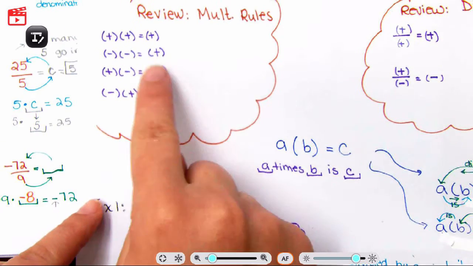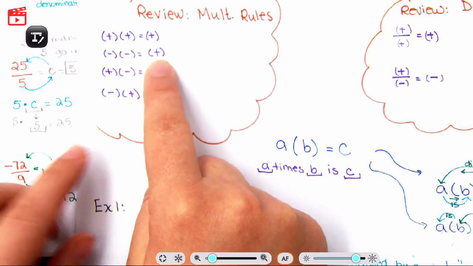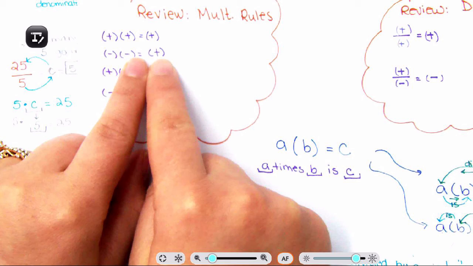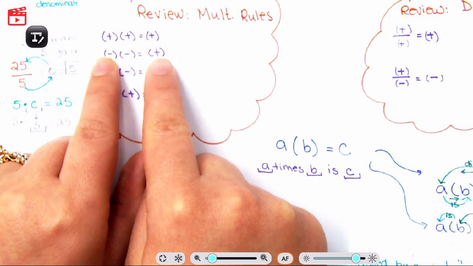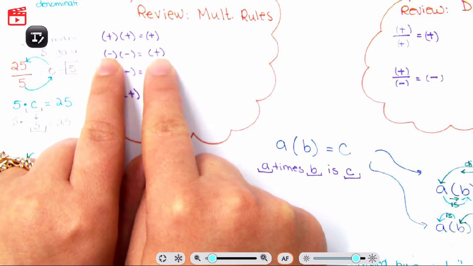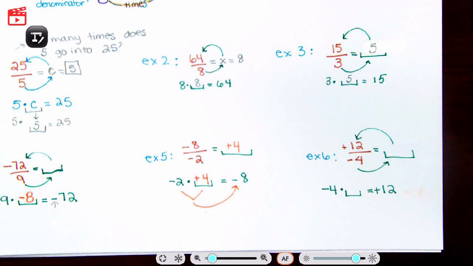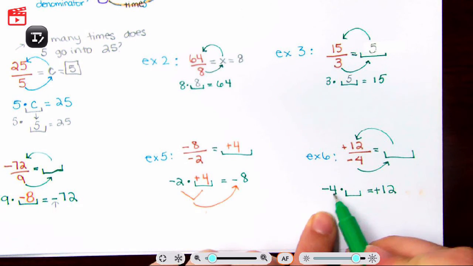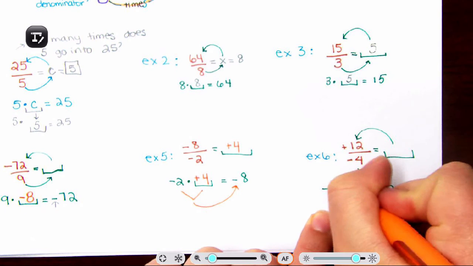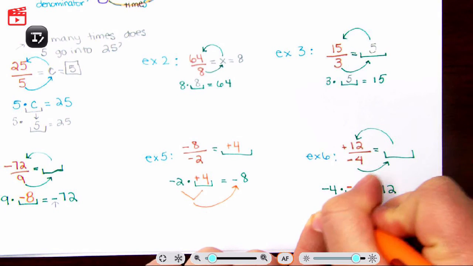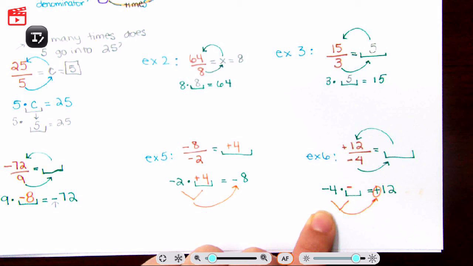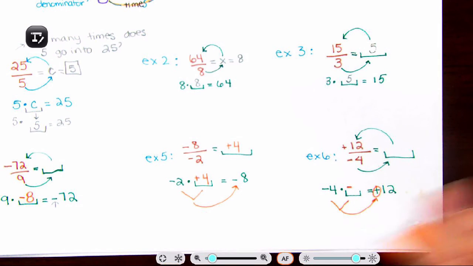We want a positive answer, and I already have one negative. So the only way that I can get a positive answer is if my signs are exactly the same. So that means if one is negative, the other number has to be negative as well in order for my answer to be positive. So 4 times what is 12?